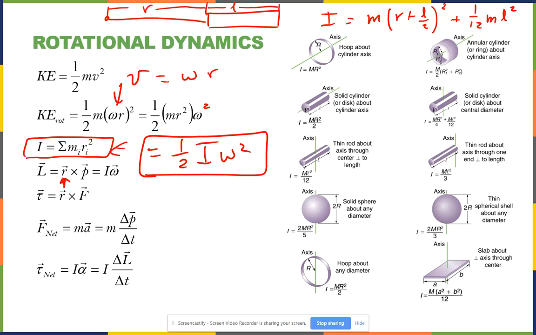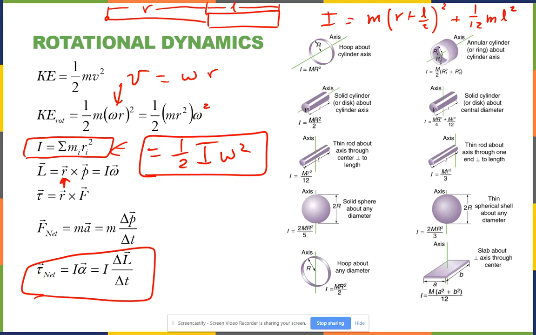You can see the similar relationship between torque and angular momentum, which gives us the rotational equivalent of Newton's second law that says the net torque is equal to I alpha, or the change in angular momentum divided by the change in time. Now that last equation is really unique and cool. Let's do some fun things with that.